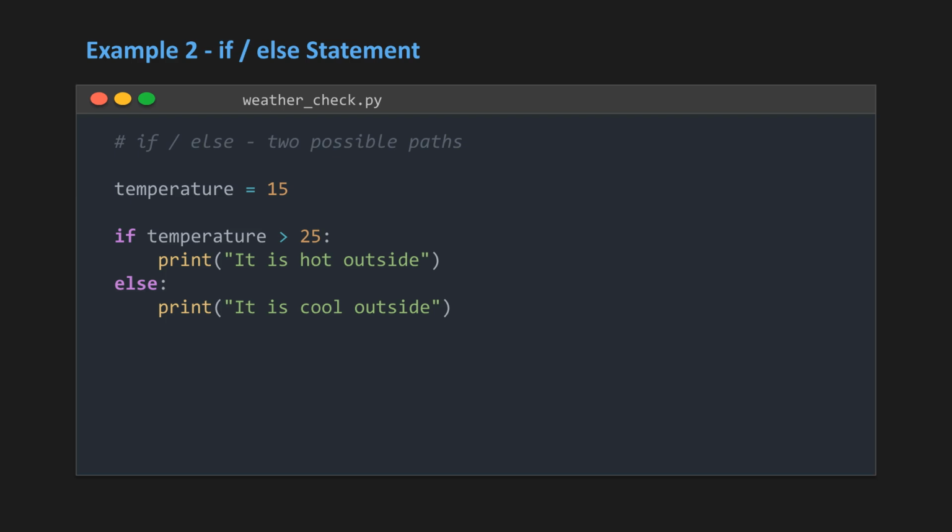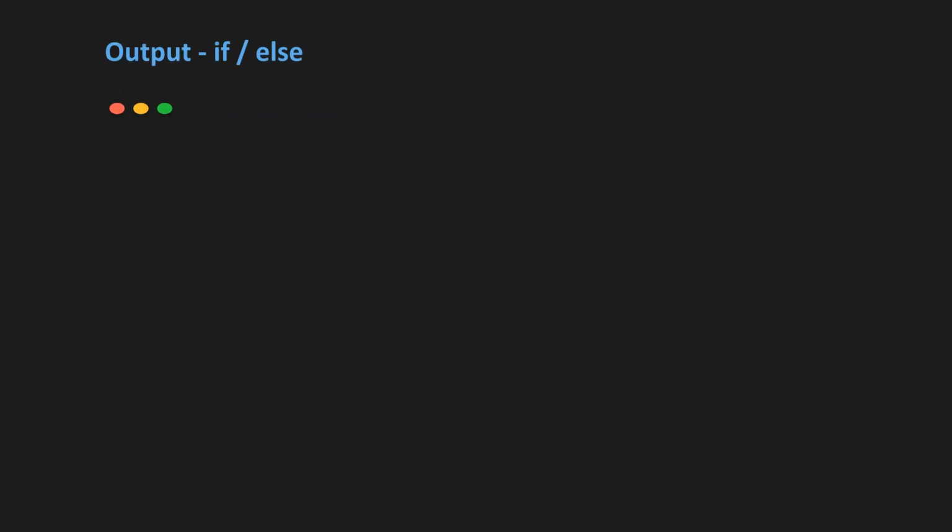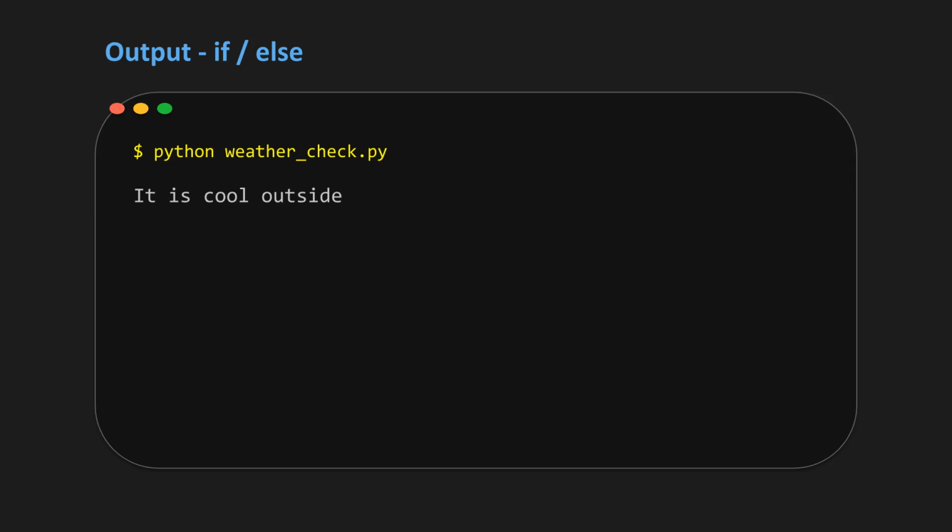Next is the "if/else" statement, which provides two possible paths. If the if condition is false, the code within the else block will execute. In this weather check example, a temperature of 15 is not greater than 25. Since the "if" condition was false, the "else" block executed, and the output is "It is cool outside."